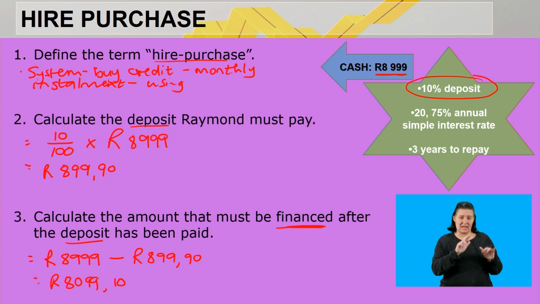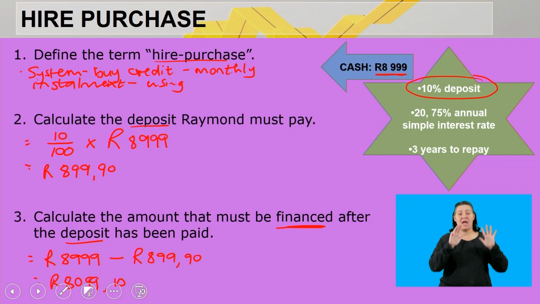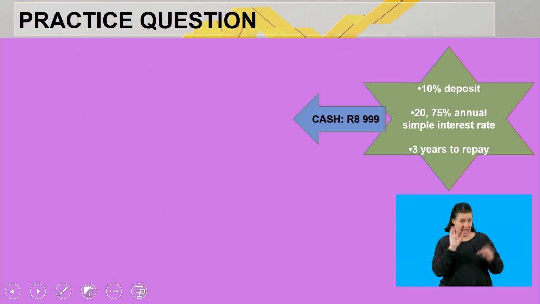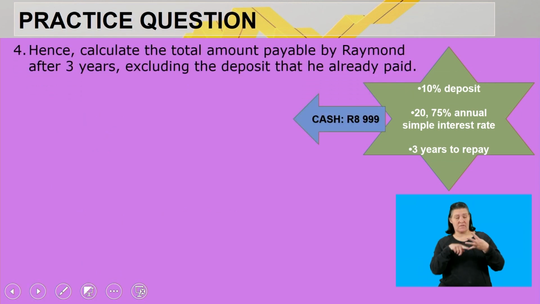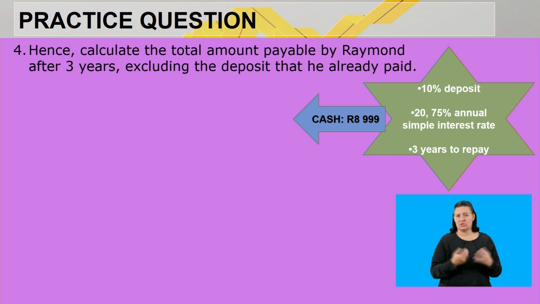That is normally financed by a third party outside the client and whoever is buying it from the store, right? So 8,099 rand and 10 cents. Okay, guys, I hope so far it's all good on your side. Question number 4. It says, hence calculate the total amount payable by Raymond after 3 years, excluding the deposit he already paid. Remember, we already excluded the deposit.